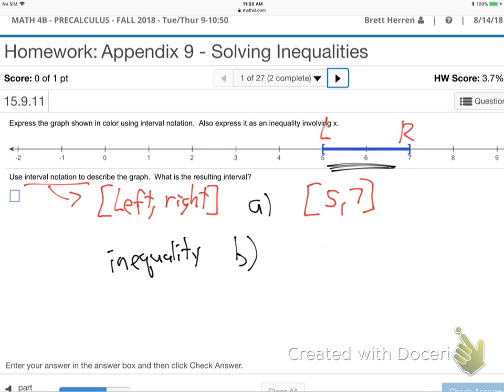X is greater than or equal to 5 and less than or equal to 7. Yeah, the X is the shading. So whatever you say about X, you're saying about the shading. So the X is the shading, and the shading is between.